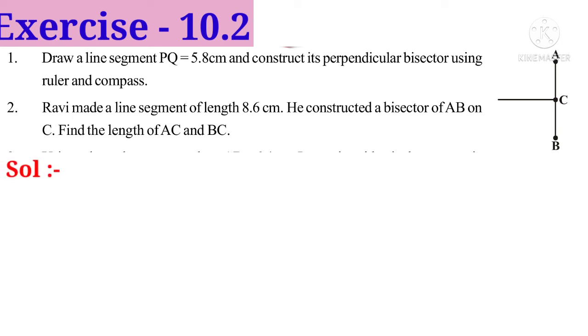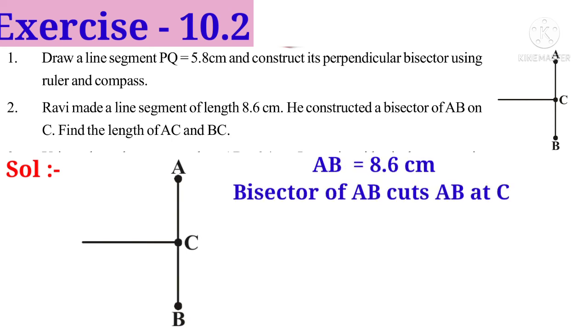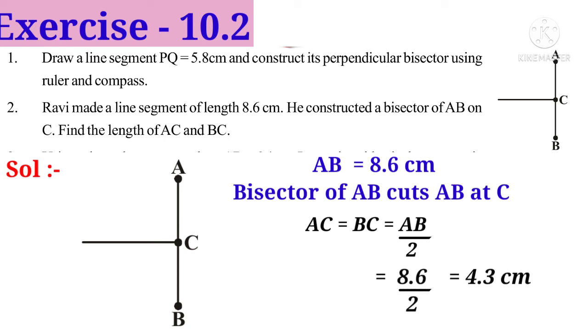Solution. Take the figure. Here the line segment AB is 8.6 centimeters and the bisector cuts the line AB at C. So C is the midpoint. So AC and BC are equal to AB by 2. So 8.6 by 2, that is 4.3 centimeters. So AC is equal to BC is equal to 4.3 centimeters.